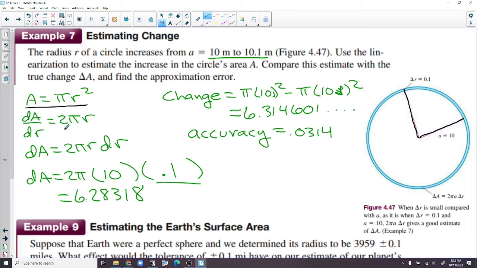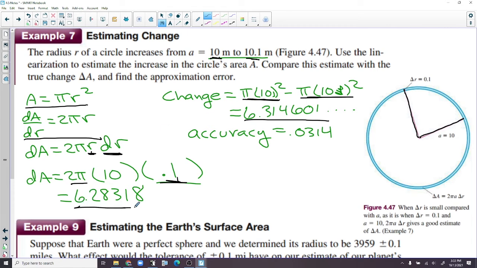So here's the area of a circle. Here's the derivative with respect to r. So dA/dr is 2 pi r. Multiply the dr over, and now plug in the values. r is 10, and the change in r is 0.1, because we're going from 10 to 10.1. Now when we multiply all that out, it ends up being 2 pi, because 0.1 times 10 is 1. The actual change, if we take pi times 10.1 squared minus pi times 10 squared, turns out to be that much right there.